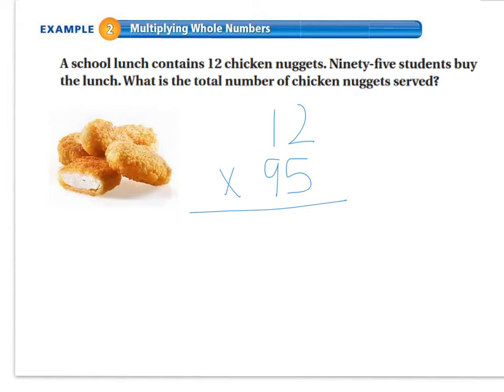Multiplying 12 by the ones digit 5. 5 times 2 is 10. 5 times 1 is 5, plus that one is 6. In the tens column, multiplying the 12 by the tens, 9 times 2 is 18. 9 times 1 is 9, plus 1 is 10. And adding those together.